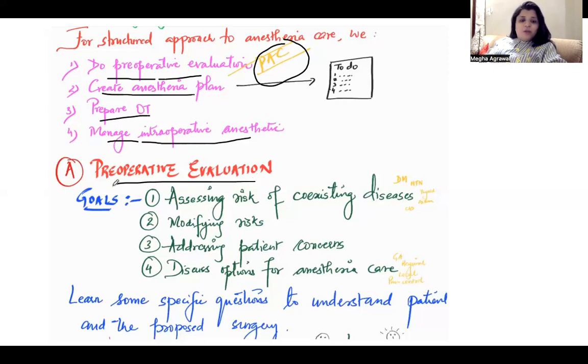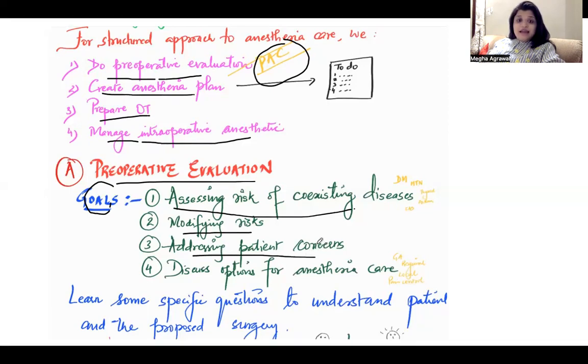So the goals of the preoperative evaluation are assessing the risk of coexisting disease. So diabetes, hypertension, asthma, hypothyroid, you have to see. Then modifying the risk if it is out of control. If you can control it, you can optimize it before taking the patient for anesthesia, because you want the fittest possible patient, so that the drugs and the surgery cause the least harm possible. So you have to modify the risk.